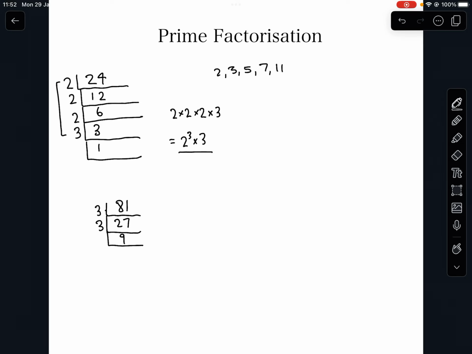For 9, again, we use 3. So 9 divided by 3 is going to give us a 3. And then we divide it by one more 3, and we're going to reach 1, so we're done. Then we multiply all these numbers on the side, and we get 3 times 3 times 3 times 3, which is the same as 3 to the power 4. Now let's try to use this prime factorization method to find the LCM of two numbers.